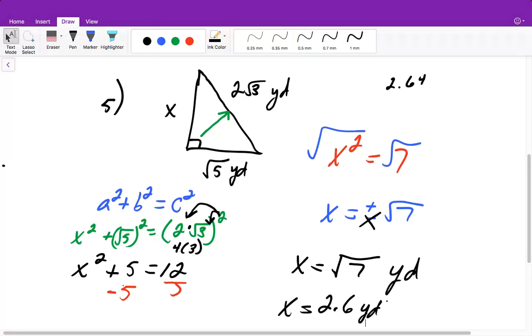So I know the question here did not ask you to round to the nearest tenth, but if it did, just make sure that you know how to round. All right, now let's move on to the next section.